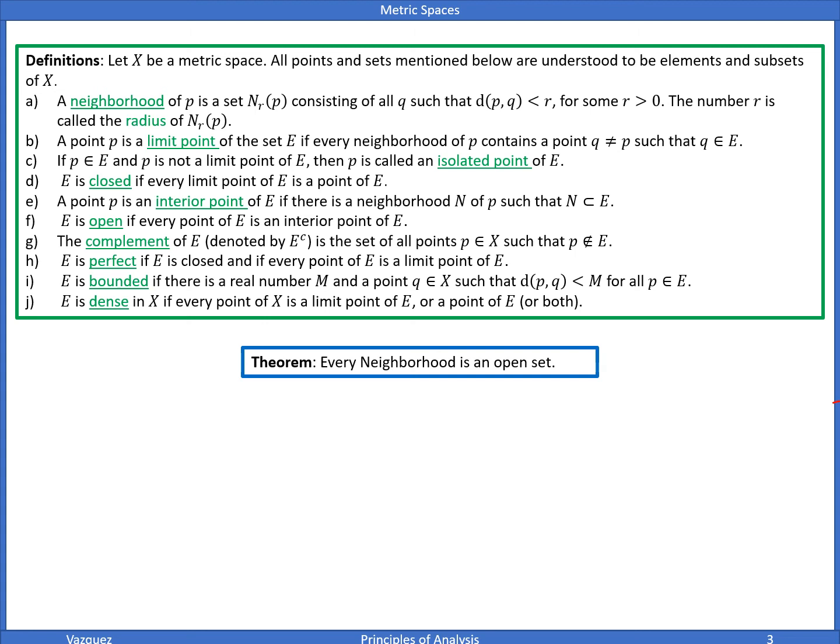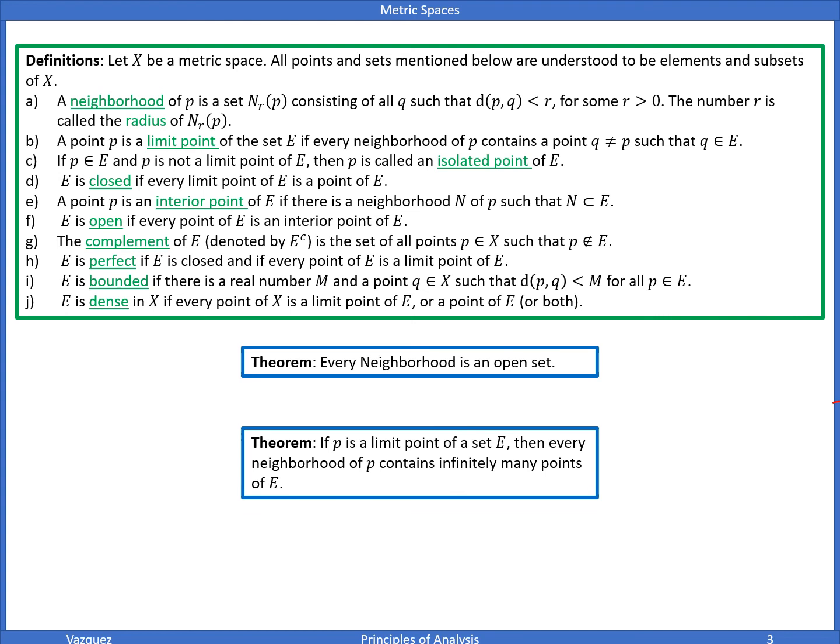Here we have three theorems that it's good to know. The proofs aren't as helpful, so I'm going to skip those. One, every neighborhood is an open set, and this one shouldn't be too hard to prove because, like I had mentioned, it's a strong inequality, not a weak one. Not a hard proof.